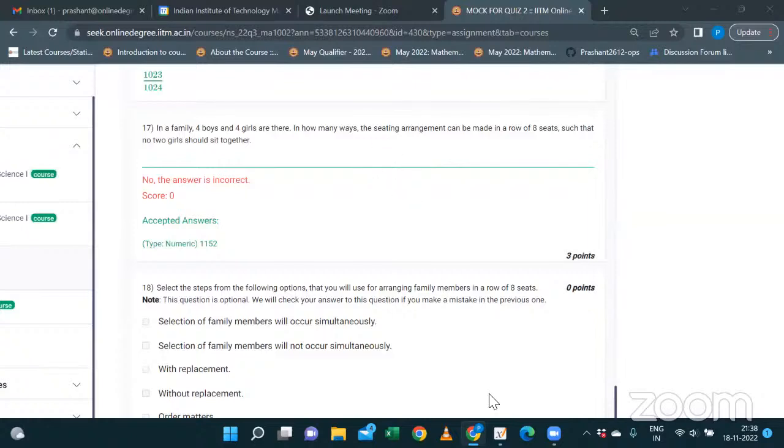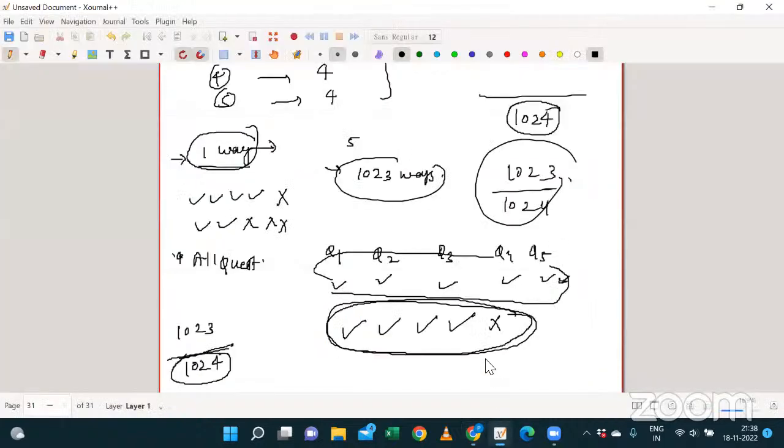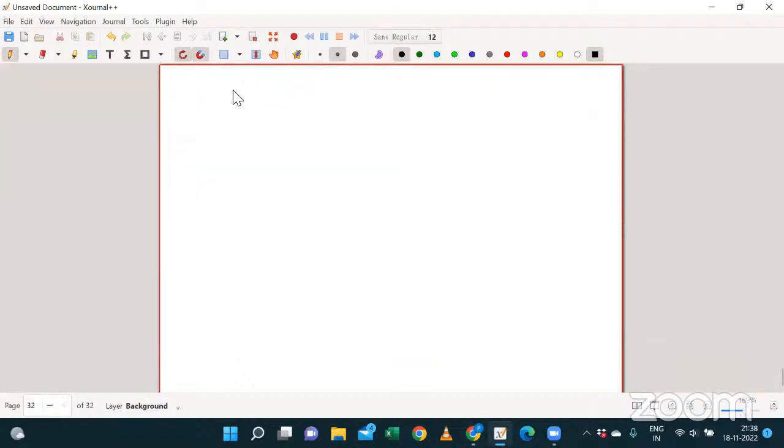Can you repeat? It was asking: there are 4 boys and 4 girls. In how many ways can we do the seating arrangement in a row of 8 seats such that no 2 girls should sit together? Suppose these are positions 3, 4, 5, 6, 7, 8. I have taken 2 options, sir. First is a boy. In that case, 2, 4, 6.